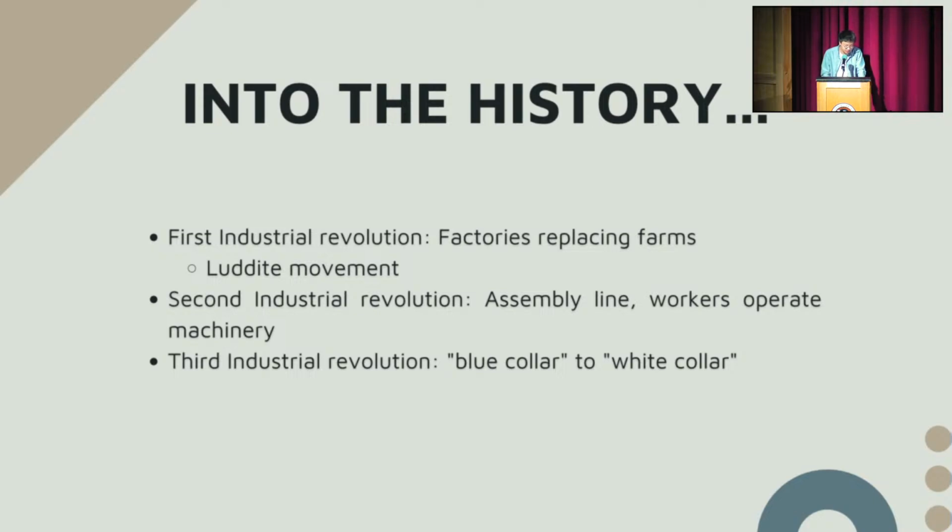Then came the first Industrial Revolution, powered by innovations like the steam engine. Factories started to replace farms as primary employers, triggering urbanization and reshaping social structures. It wasn't without resistance. We see the Luddite movement, textile workers protesting against machines taking their jobs.